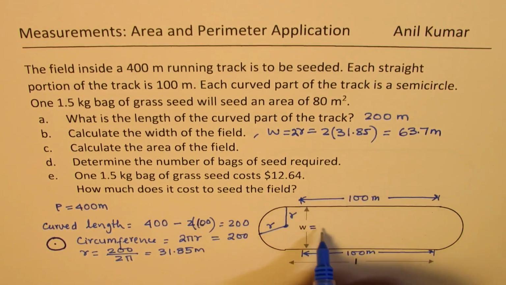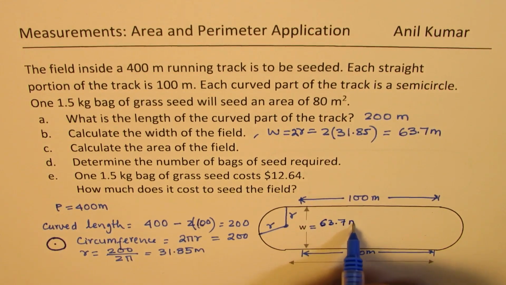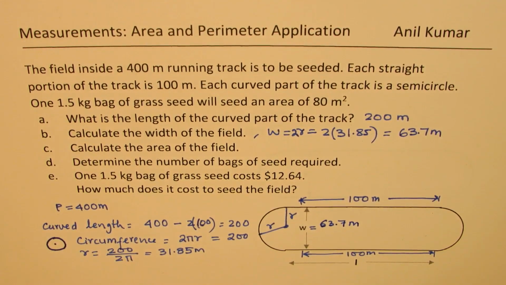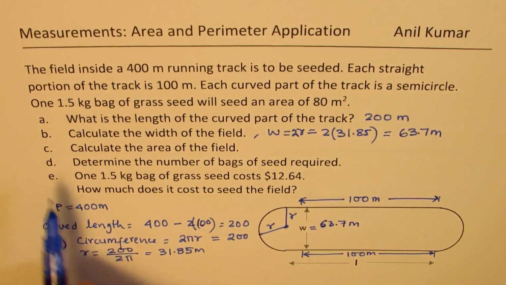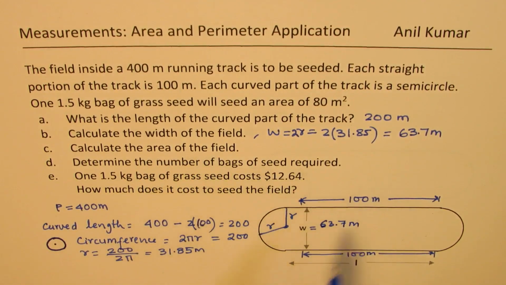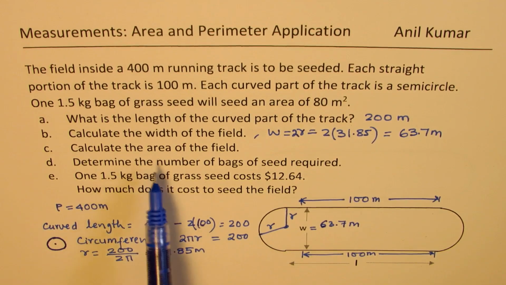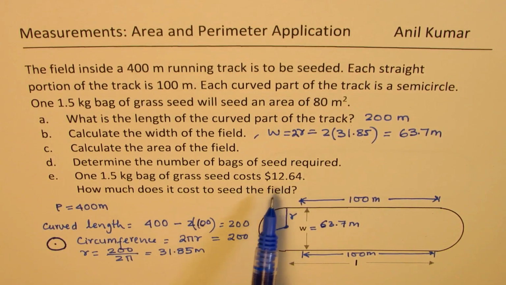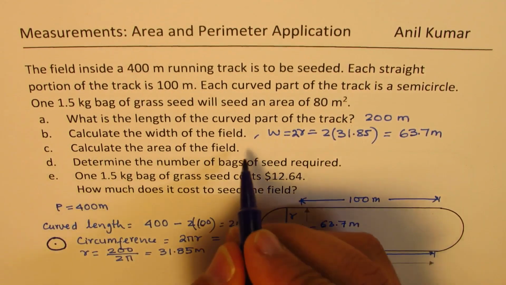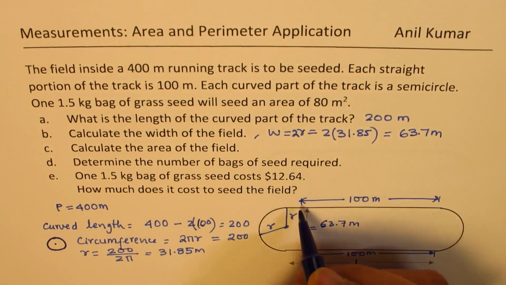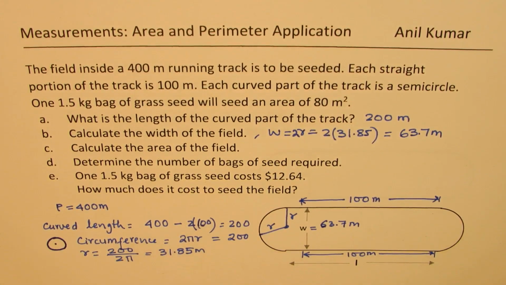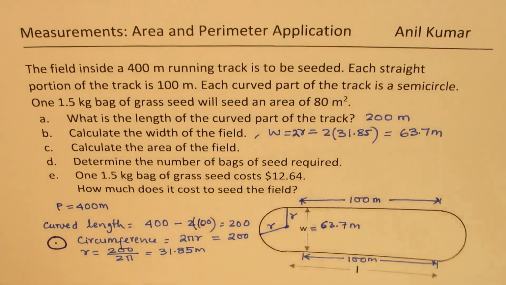Right, so this width is equal to 63.7 meters. Now part C here is to calculate the area of the field. So we got all these dimensions. Let's work on the area and the cost of the seed on a fresh page, right? So I hope you have understood all these concepts. Area you can find as area of the rectangle plus the circle, and we'll do it on the next page.